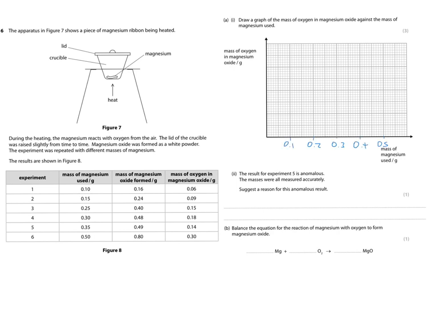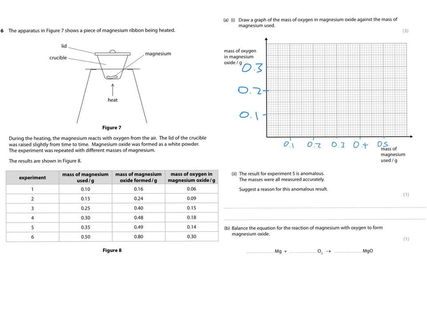And we can see for the mass of oxygen in magnesium oxide, it's going from 0.06 to 0.3. So we could have again 0.1 here, 0.2, 0.3. Now we just have to plot the data onto the graph.